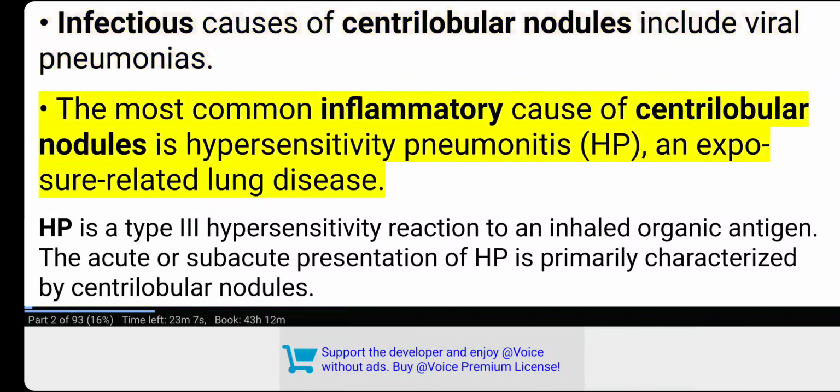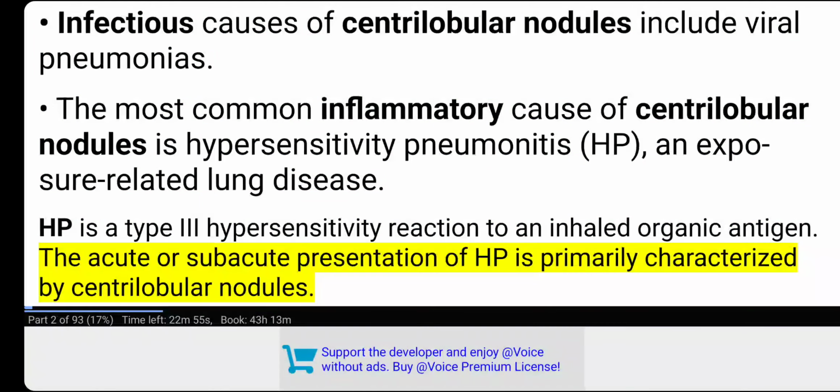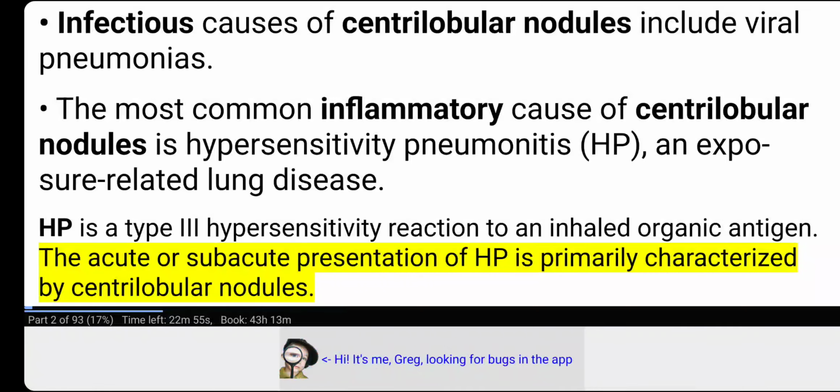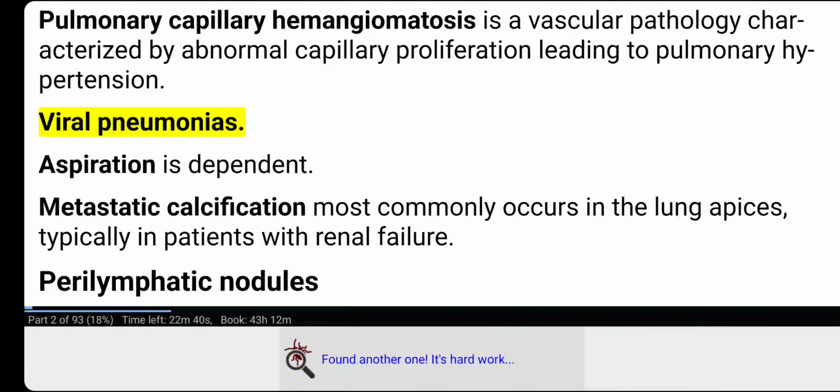The most common inflammatory cause of centrilobular nodules is hypersensitivity pneumonitis, HP, and exposure-related lung disease. HP is a type 3 hypersensitivity reaction to an inhaled organic antigen. The acute or subacute presentation of HP is primarily characterized by centrilobular nodules. Pulmonary capillary hemangiomatosis is a vascular pathology characterized by abnormal capillary proliferation leading to pulmonary hypertension. Viral pneumonias. Aspiration is dependent. Metastatic calcification most commonly occurs in the lung apices, typically in patients with renal failure.